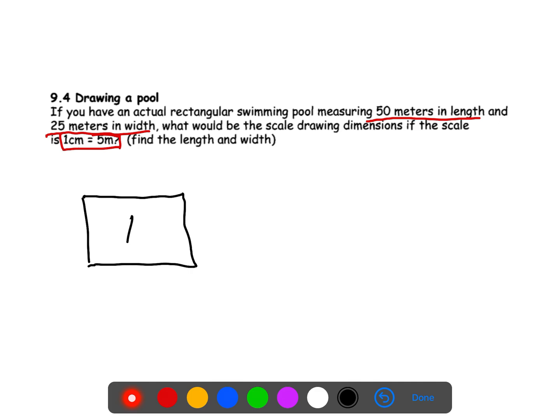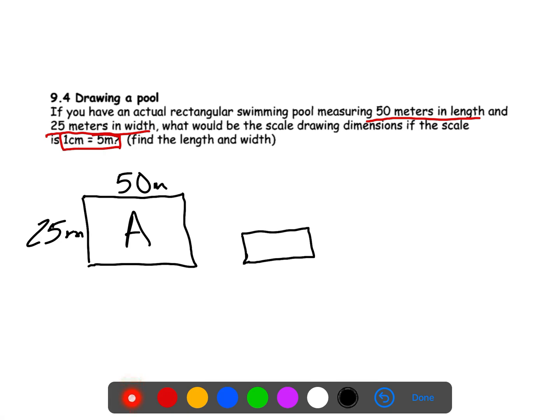I know this is the actual pool I'm drawing. So the width of the pool was 25 meters. The length of the pool was 50 meters. And now I'm going to be making a scaled drawing, so a much smaller version of that pool. And I can see because of the scale that the drawing is going to be measured in centimeters. So let's find out what the width of that drawing is.